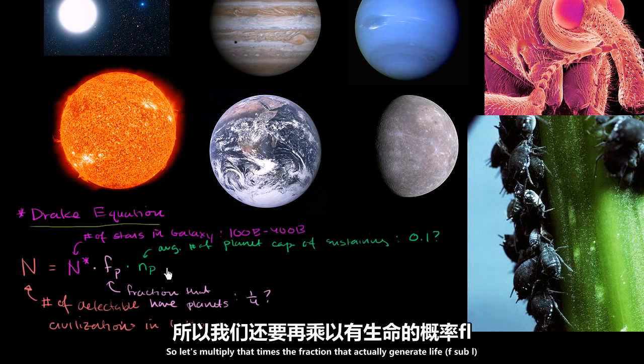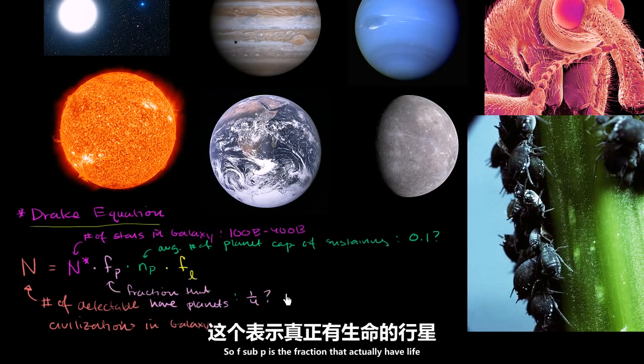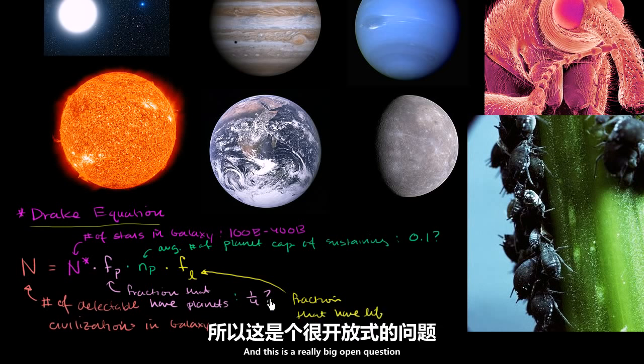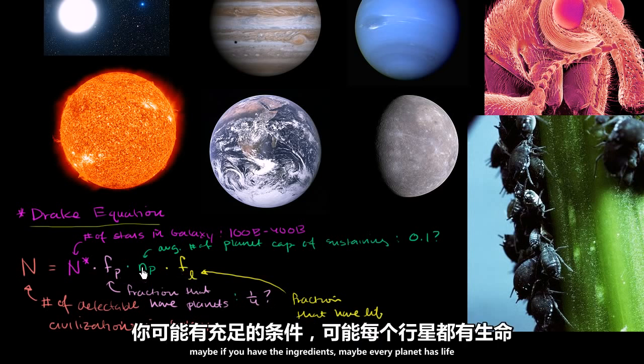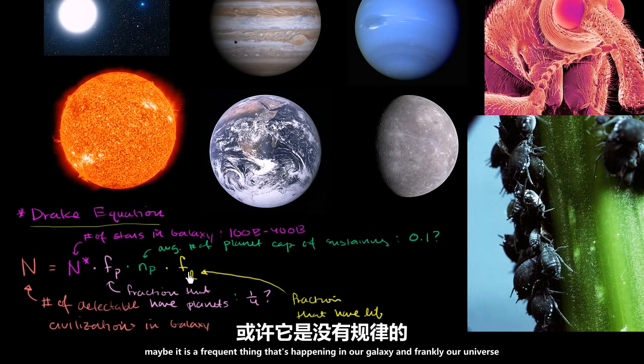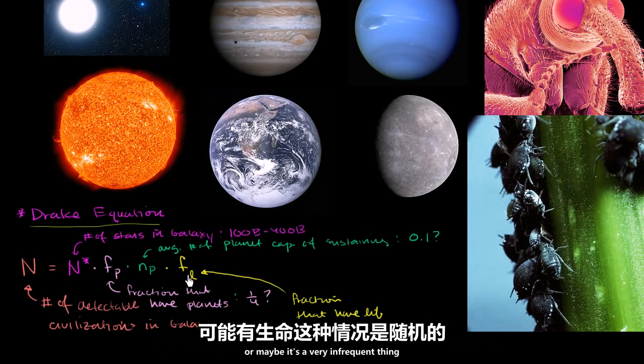So let's multiply that times the fraction that actually generate life. So this is the fraction that actually have life on them. And this is a really big open question; we don't know this answer. Maybe if you have the ingredients, almost every planet has life. Maybe it's a frequent thing that's happening in our galaxy and, frankly, our universe. Or maybe it's a very infrequent thing. Maybe it's just the right kind of freak set of circumstances that just have to happen.